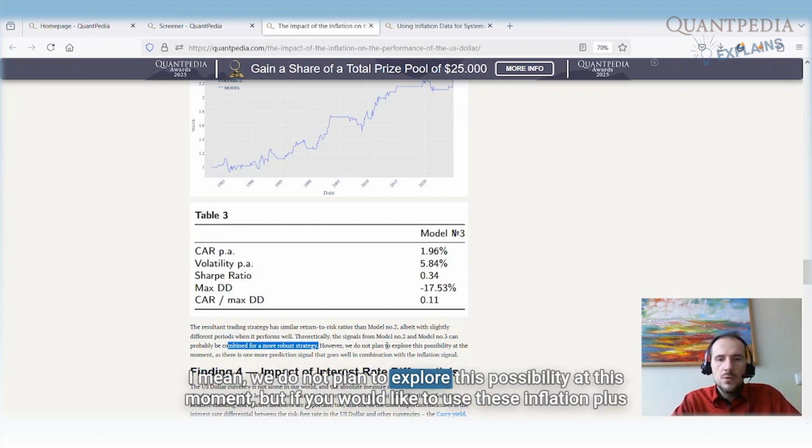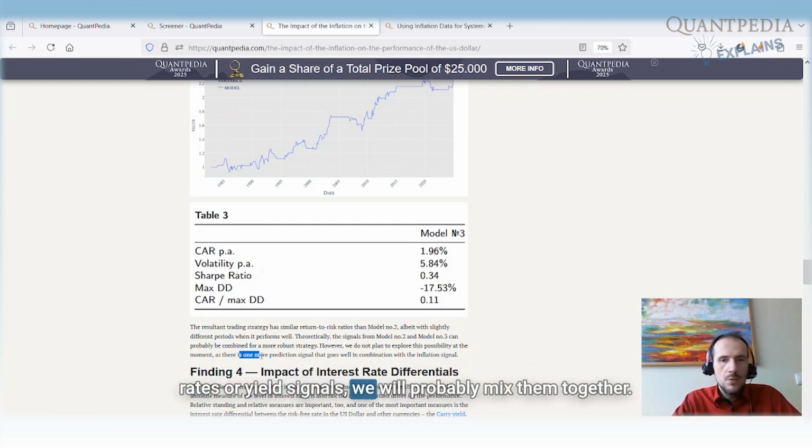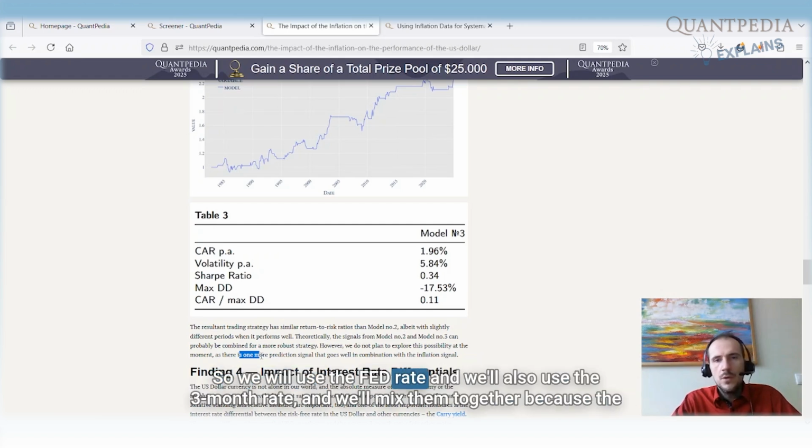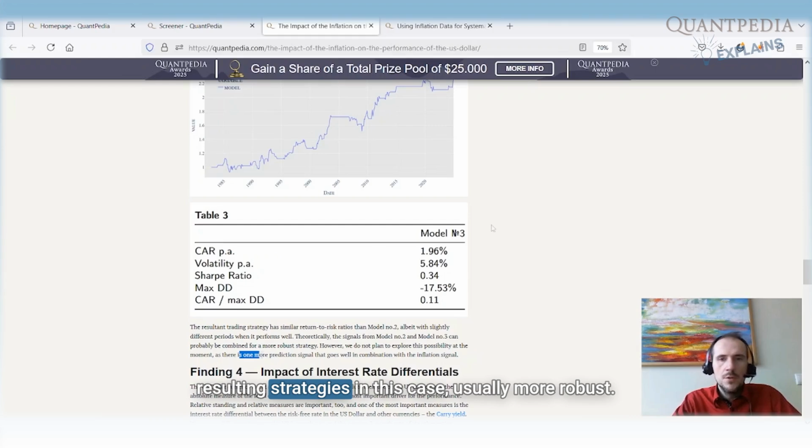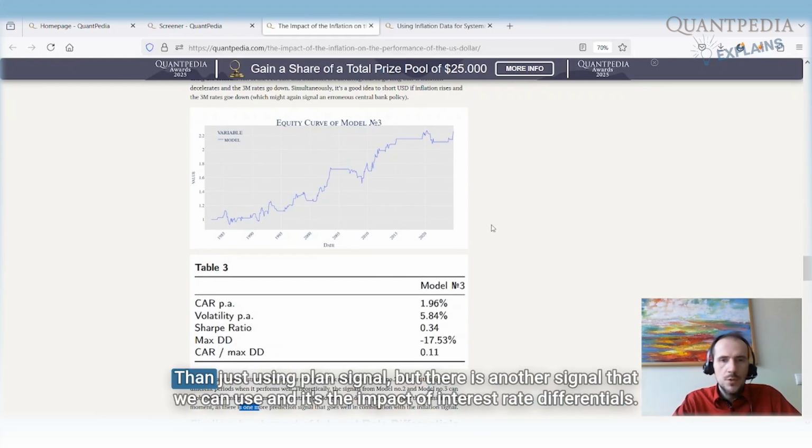We do not plan to explore this possibility at this moment, but if you would like to use this inflation plus rates or yield signals, we will probably mix them together. So we will use the Fed rate and we will also use the 3-month rate, and we will mix them together because the resultant strategy is in this case usually more robust than just using one signal.